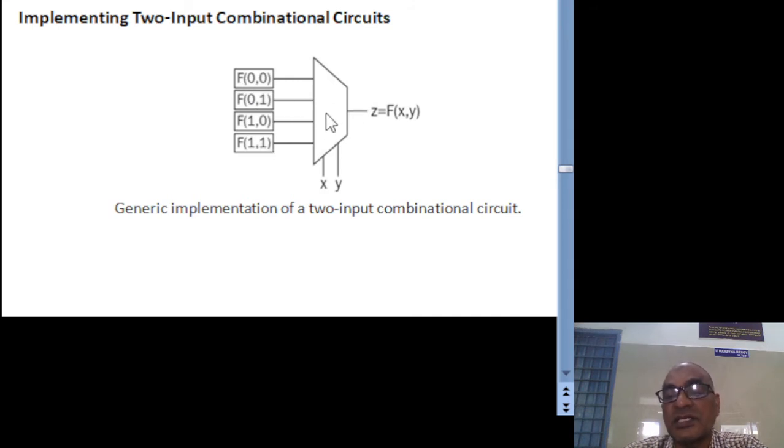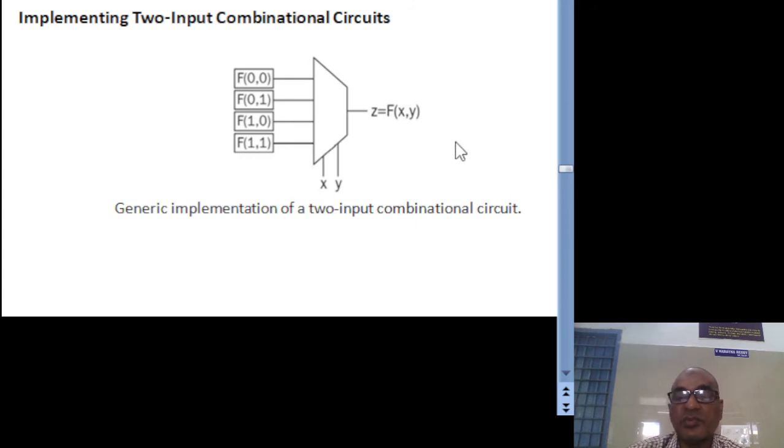Therefore the multiplexer size is 4 by 1, hence its select lines are 2 only. Suppose if the select lines are 0, 0, f of 0, 0 value is connected to z. If it is 0, 1, f of 0, 1 value is connected to output. If it is 1, 0, f of 1, 0 value is connected to output. If x is 1 and y also 1, f of 1, 1 input is connected to this one.